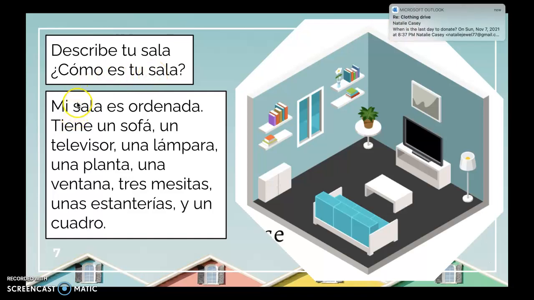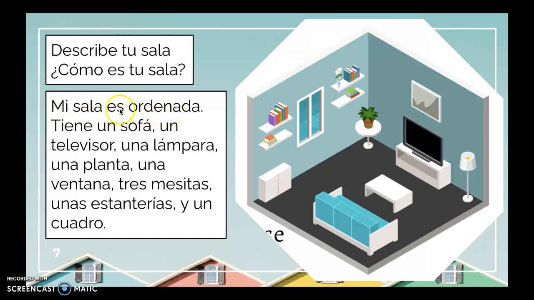So the nice thing about this is we are going to have very similar sentence frames that we've used with the last two. So we can start with, instead of mi casa es, we're going to say mi sala es. And then we can use ordenada. So it's organized, it's nice. Then we can use that same sentence frame, tiene. Tiene un sofá. And then we're just going to start to list all the things that are in our room. So it's very similar to what we've done before.